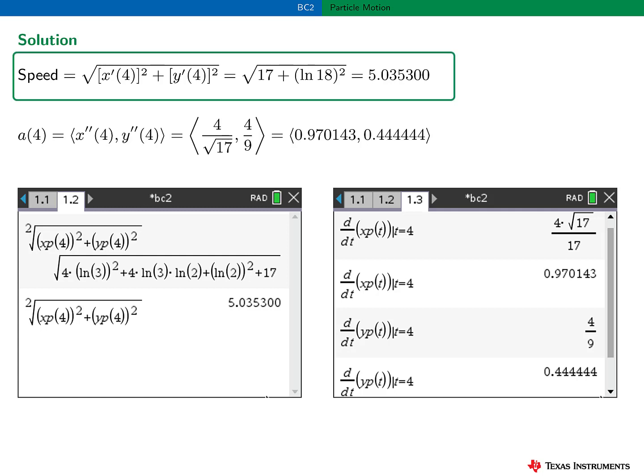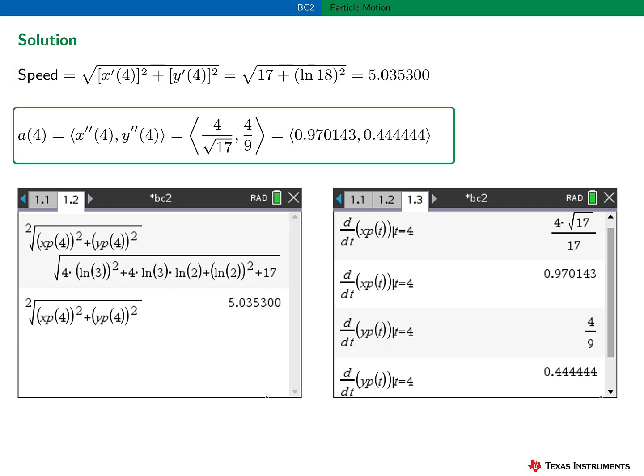The speed of the particle at time t equals 4 is given by this expression. We can actually find this answer symbolically, but the decimal equivalent is 5.035. And the acceleration vector is given by this expression. These two components can also be found symbolically. But since this is a calculator active question, it's probably better to use technology to find the decimal answers.